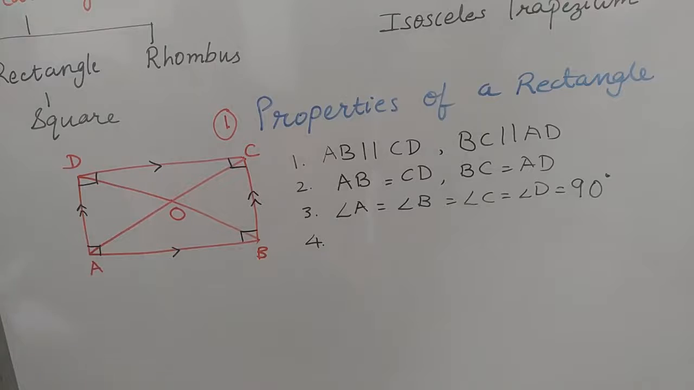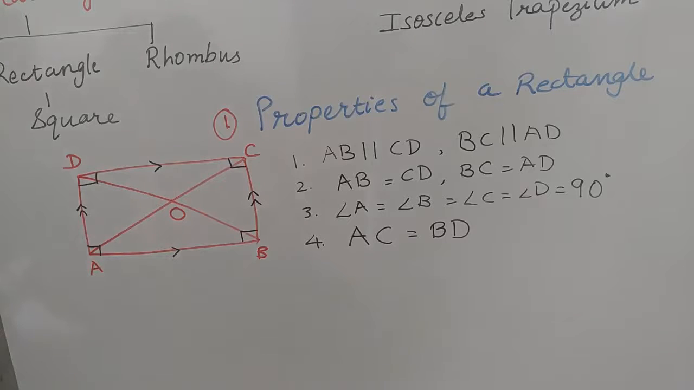All are 90 degrees and they all are equal in measure. Now we come to the fourth point, that is about diagonals. So here AC and BD are the two diagonals. Diagonals are always equal in measure, meaning AC is equal to BD. Always you have to remember this. The diagonals of a rectangle are always equal in measure.